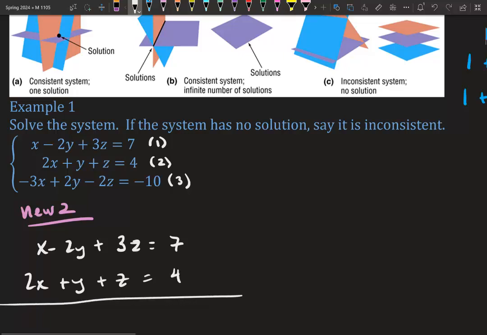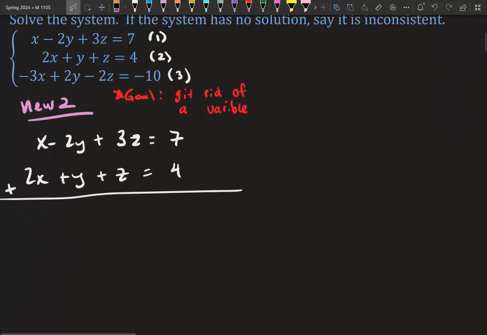So our goal is to get rid of a variable. You can get rid of x, y, or z. It does not matter which one you want to get rid of. It truly doesn't. I'm going to get rid of y. Why? Because you see how this y is negative 2y and this one is positive y, they're already opposites. Now we need to get them to be the same number.